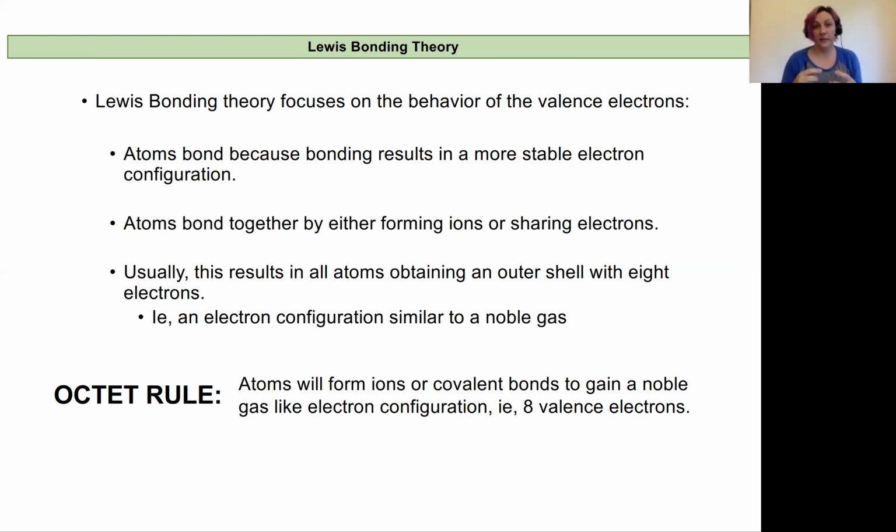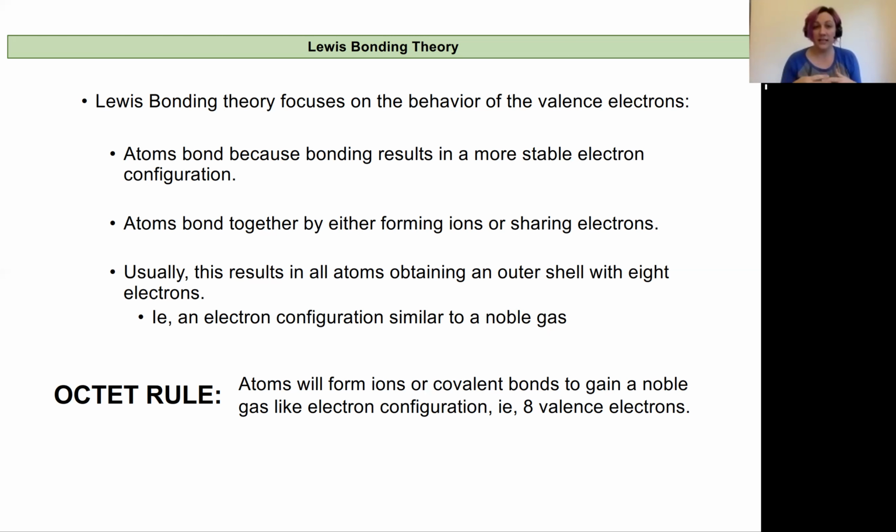Lewis bonding theory states that atoms are going to form bonds because that bonding results in a more stable electron configuration. If you think about it, a valence electron has the least attraction to the nucleus of all the electrons in an atom. And those attractive forces with an opposite charge are very stabilizing. So if it can form an attraction to another nucleus, that would stabilize those valence electrons and really lower their energy. So bonding occurs because it stabilizes the electron configuration.